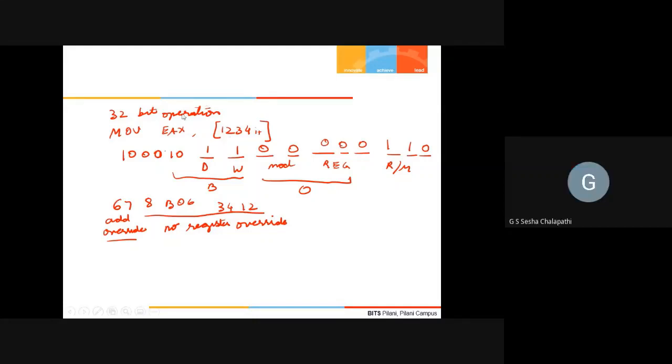We have mentioned it here as 1234H, not a 32-bit address. So that is the reason. Okay, sir. Got it.